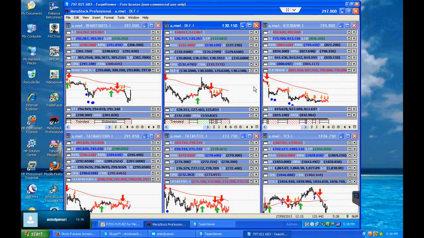Now the signals will come alternately. After a red down arrow there will be a green arrow, and after every green arrow there will be a red arrow next. There will be alternate signals. Therefore, we have a filter line, as I mentioned to you. This is the red line, the trend line.